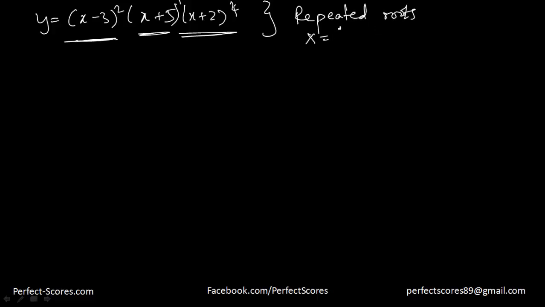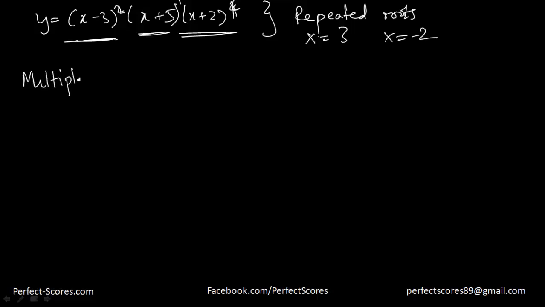That means these roots are called repeated roots, like x is equal to 3 and x is equal to negative 2. These roots are called repeated roots because, as you can clearly see, this is raised to the power 2, this is raised to the power 4. So what do you mean by that? So repeated roots are actually tied to a concept called multiplicity.